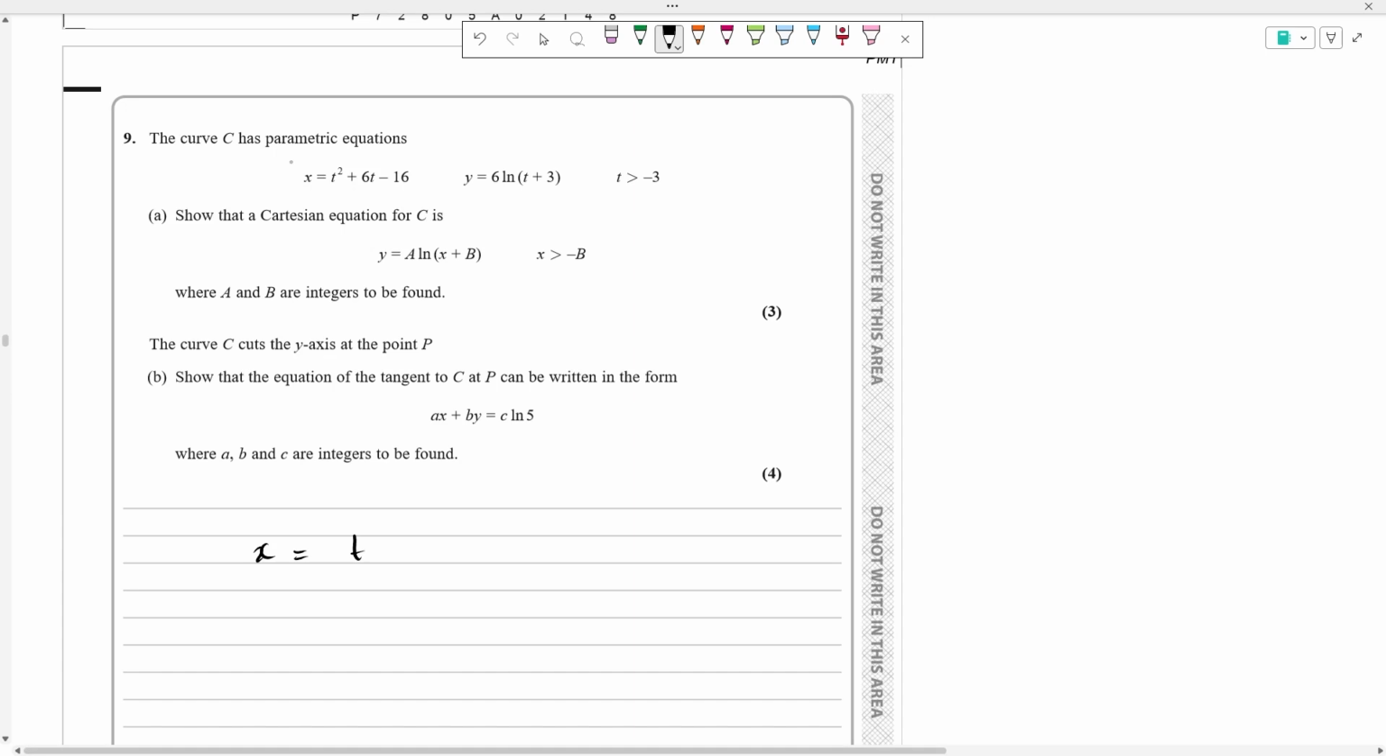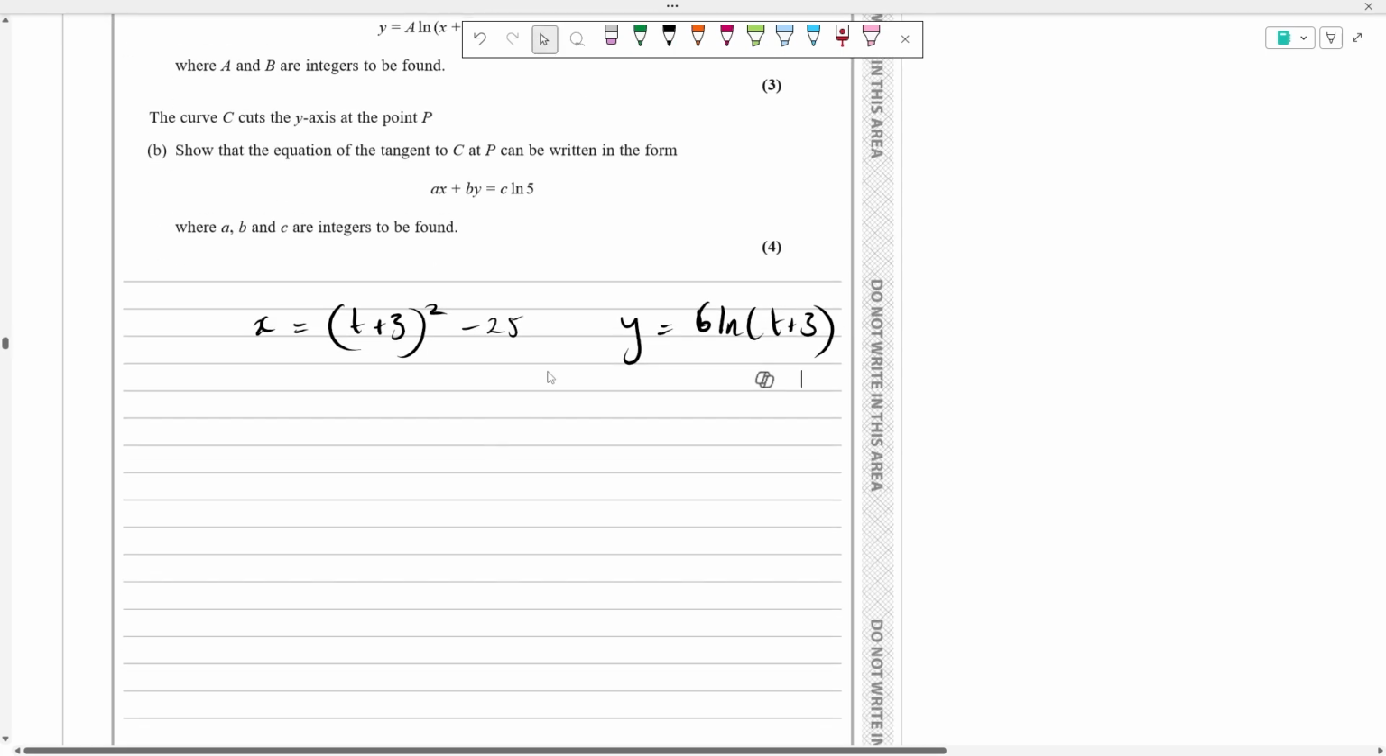This gives me t plus 3 all squared minus 9 minus 16. That should give you minus 25. Okay, this is looking good because we have a t plus 3 here and a t plus 3 here. Now we need to combine these two equations together. That's going to be 6 ln t plus 3.